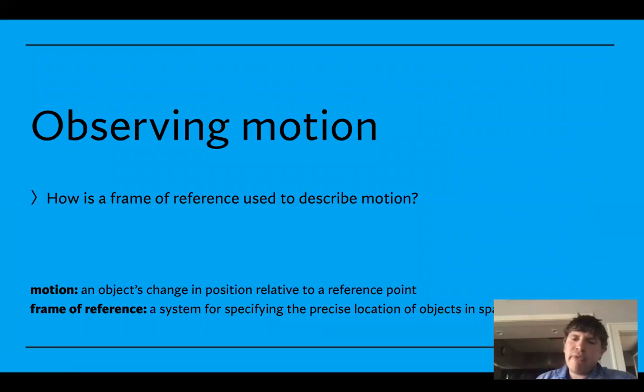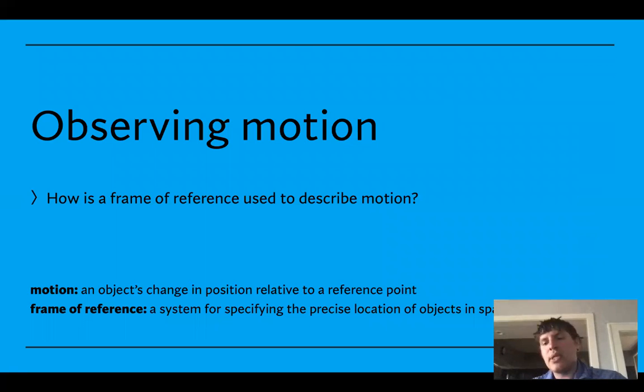But for the means of our activities and what we're looking at today, we're going to be looking at more of motion, how we calculate it, how do we figure it out, and that sort of thing. So for observing motion, how is a frame of reference used to describe motion? Again, this will be something we kind of discuss, but since this is more of a recording, it's something you're just going to have to think about on your own.